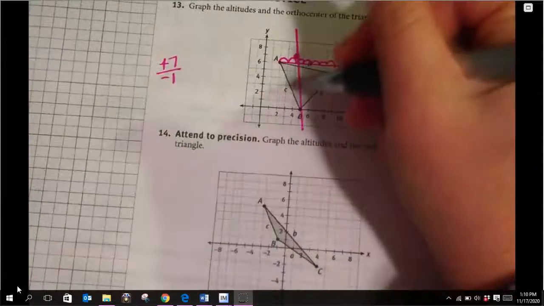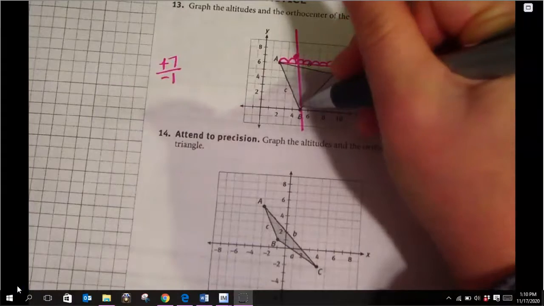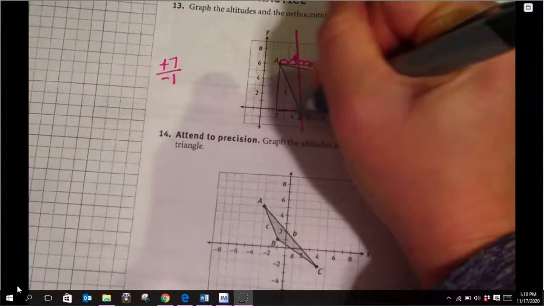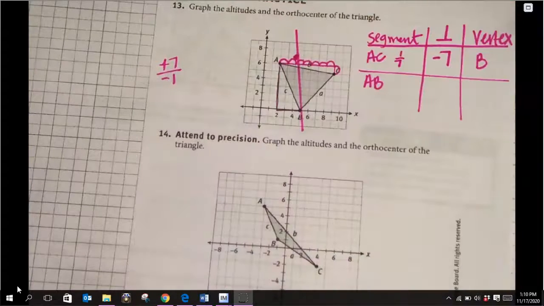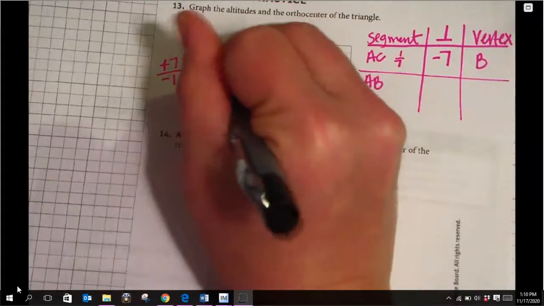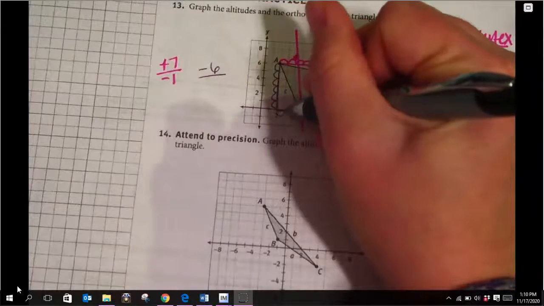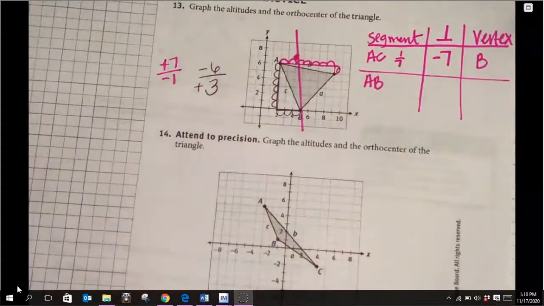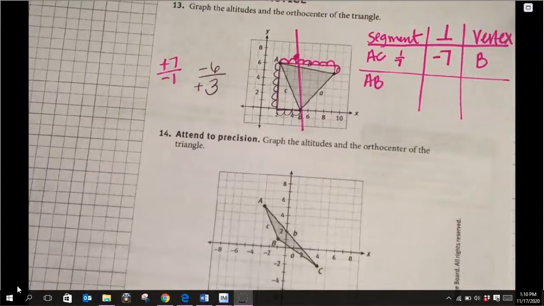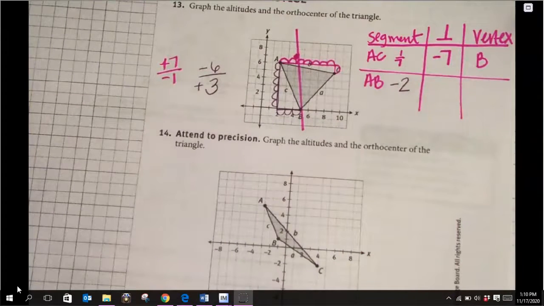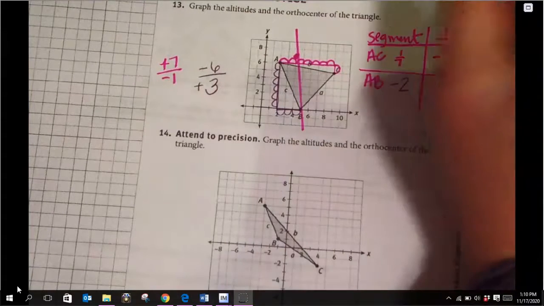So for AB, I'm going to use a different color pen, and I'm still going to find the slope. I'm going to use rise over run over here, just because I don't want to draw inside that triangle. So I'm going to go down 1, 2, 3, 4, 5, 6. So down 6, and then 1, 2, 3 to the right, which is a positive move. So down 6, right 3. If I simplify that, that's going to be -2. So I need the perpendicular slope, which is going to be +1/2.